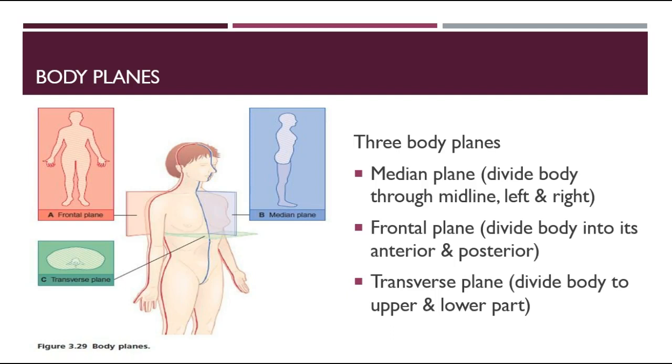In studying the organs, you often will be observing the flat surface of a section that has been produced by a cut through the body or a body part. Such sections are made along specific planes. In human anatomy, there are three principal body planes. The median plane will divide the body through the midline, left and right. The frontal plane will divide the body into its anterior and posterior parts. The transverse plane will divide the body into the upper and lower parts.